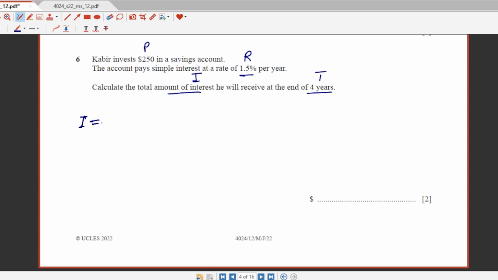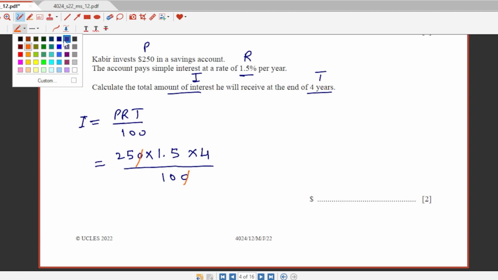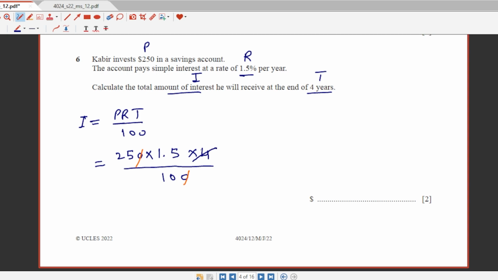The formula for simple interest is I equals PRT upon 100. Here P is 250, rate is 1.5, time is 4 years, upon 100. So we can simplify these numbers by cancellation. 0 can be cancelled out with this 0, and 2 twos are 4, 2 fives are 10.